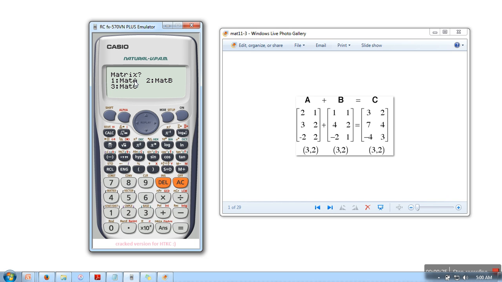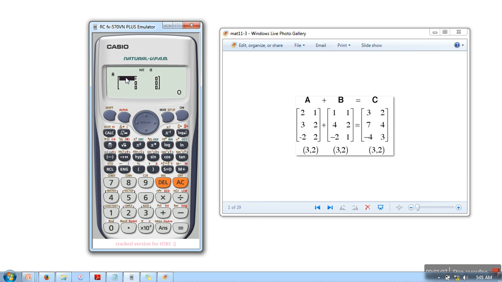Now here we are going to enter our first matrix. If you want to enter the first matrix, press button 1. So we are taking this example. If you can see, our matrix A has a dimension of 3 by 2, so we need to take a matrix 3 by 2. For that we need to press button 2.